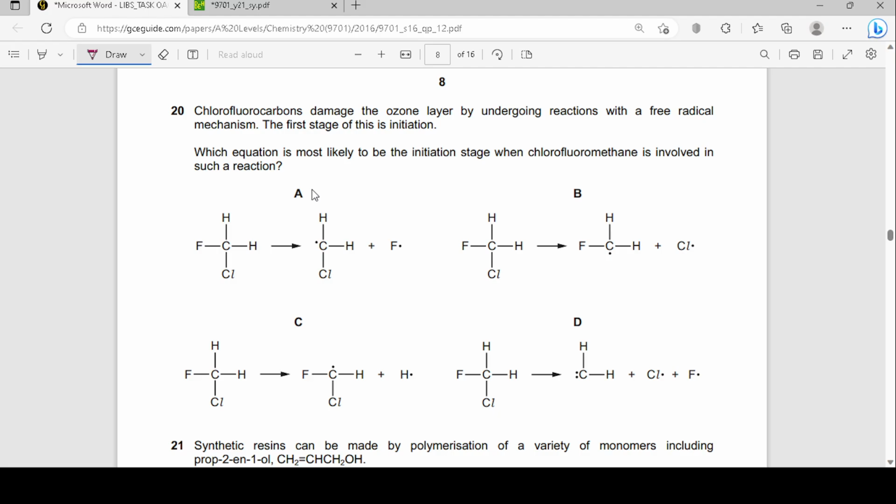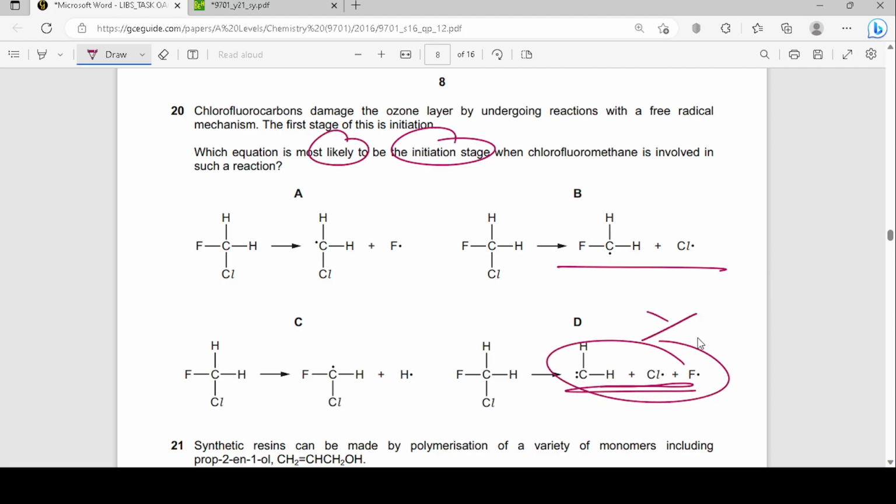Okay, so if you look at all of them here, you have initiation, right? Initiation should get two free radicals, which is the case in all of these. But this one has three free radicals, and they said most likely. Then this would probably not be most likely, would it? In the initiation step you get two free radicals, so you can cancel that out.